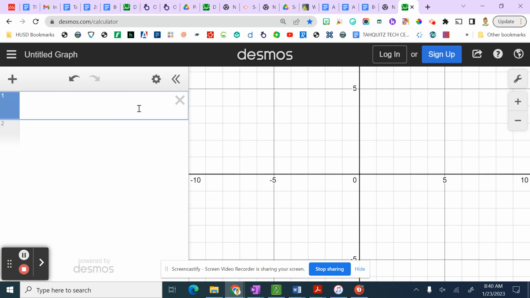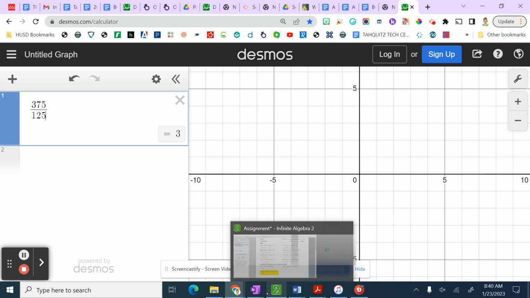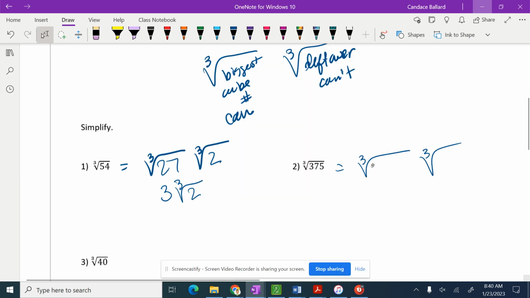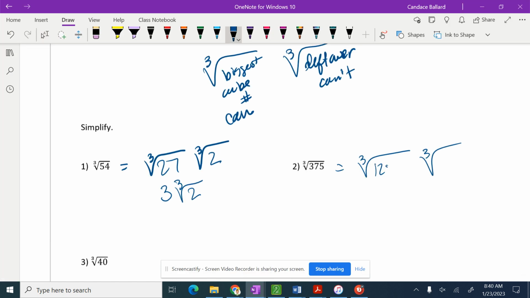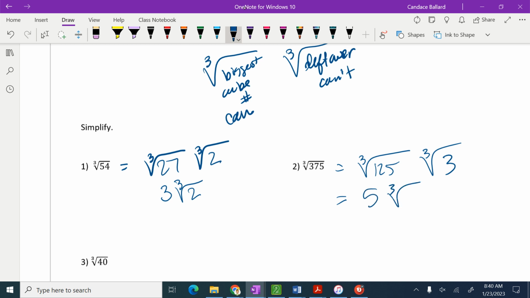375. So 375 divided by, what's my first cube number on the list? 8. Does it work? Okay, what's my next cube number? Did it work? What's my next cube number? 64. Did it work? What's my next one? Did it work? Yes. So I got 125 3 times. All right. What is the cubed root of 125? 5. So I'm going to go 5 cubed root of 3.